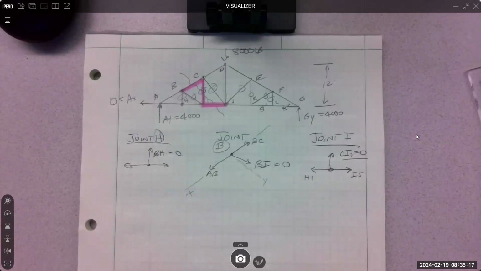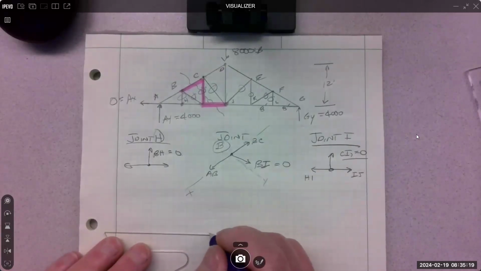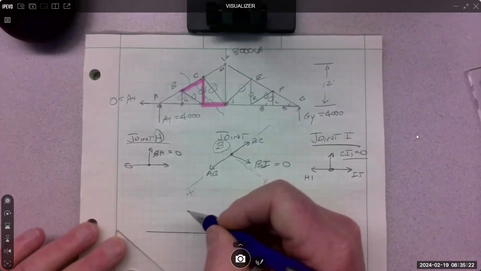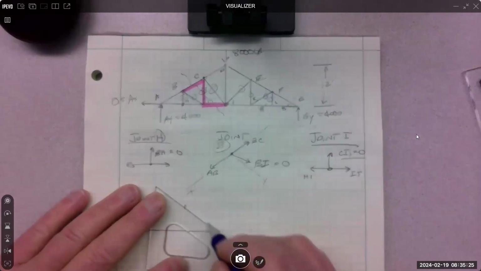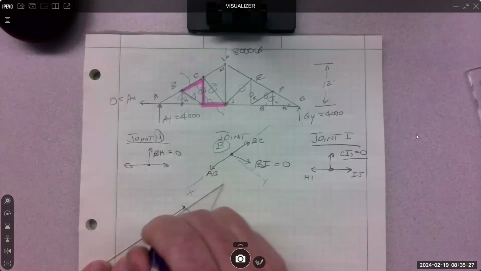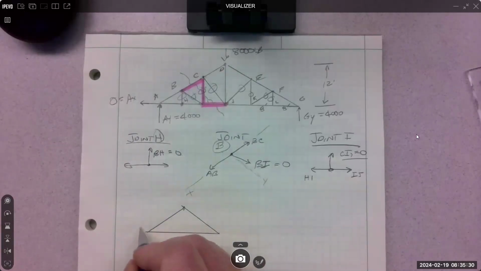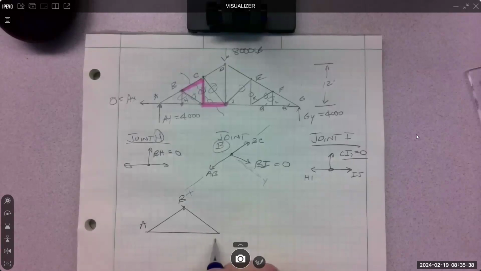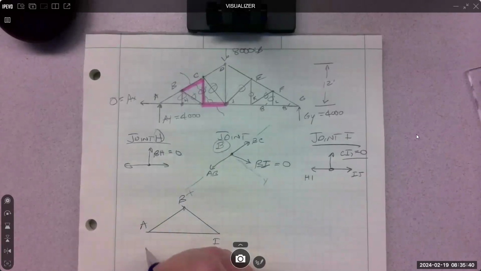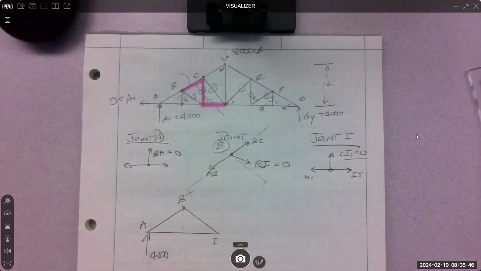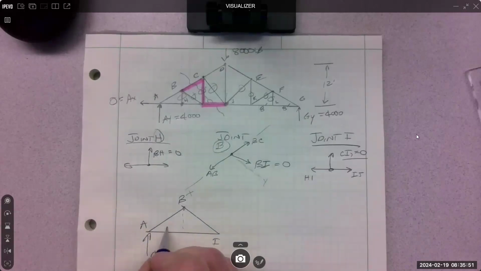And I'm actually going to redraw the truss this time. That's going to be my new section, or my new truss. So A, blew it up a little bit, B, and this down here is I. 4,000 here. There is a member here. How far apart are these? 8 feet? 8 feet, 8 feet.